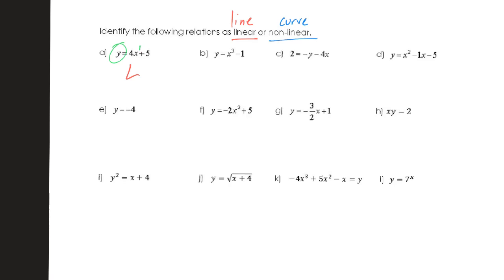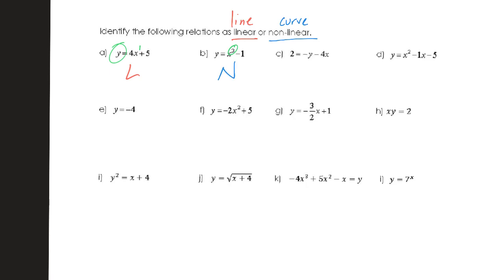B, y equals x cubed minus 1. C, 2 equals negative y minus 4x. D, y equals x squared minus 1x minus 5. Answer all three of those. Put down an L for linear or an N for nonlinear. Okay, pause the video now. Okay, we're back. I'm hoping that as we took a look at B, we noticed I have an exponent on x that's not 1, and so pretty quickly we said nonlinear.